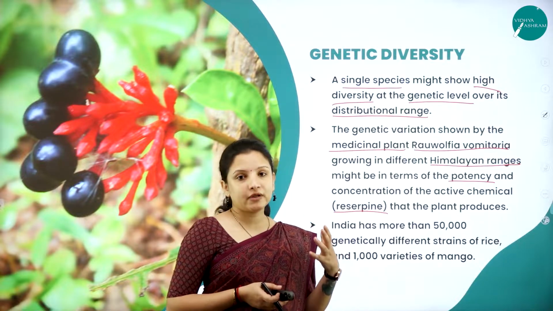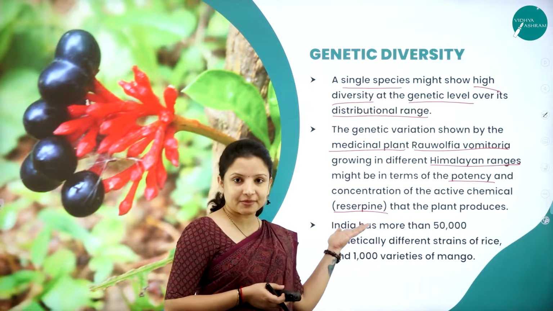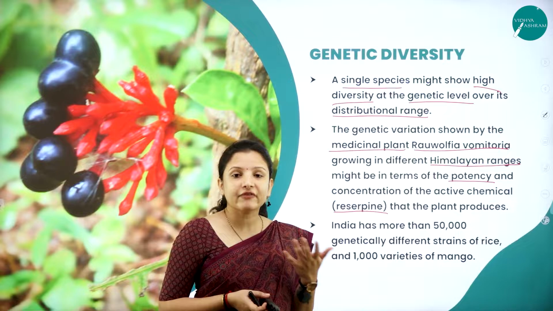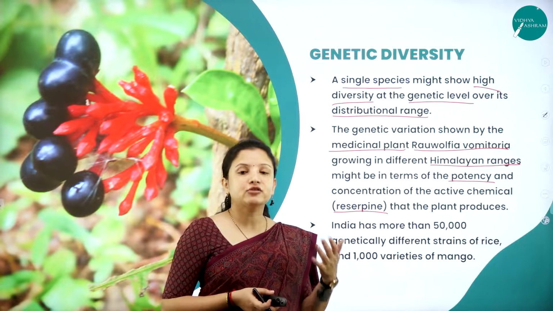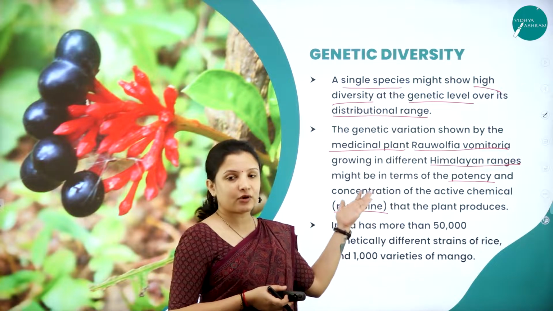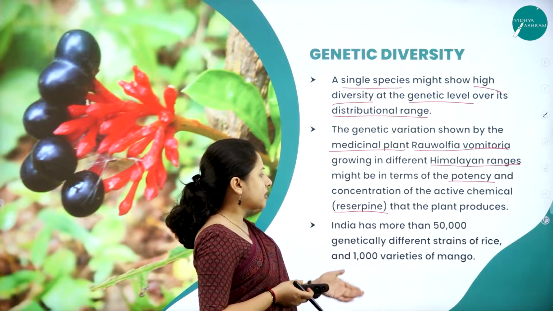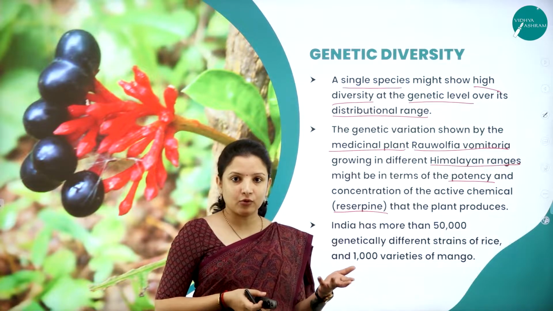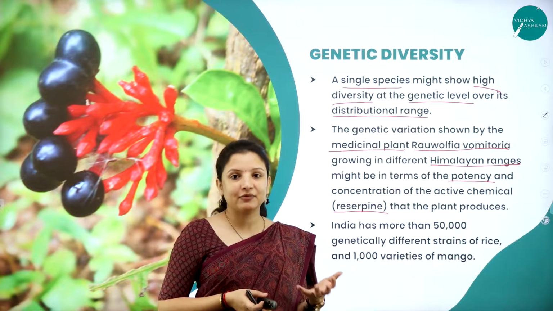But not all will produce the chemical compound reserpine. Why? Because they are genetically varying from one another, leading to genetic diversity. So that is one of the examples. And talking about the varieties of mango. Mango, how many varieties do we have, right?